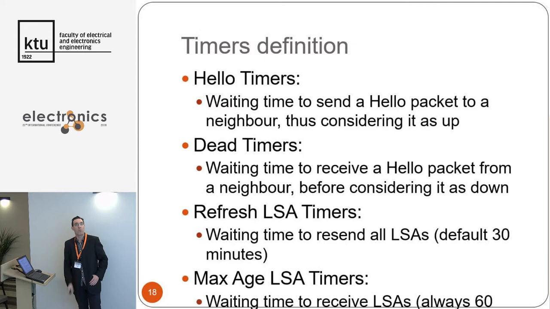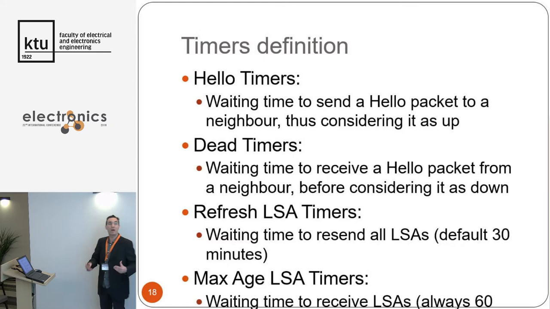Then about the timers. OSPF defines four different kinds of timers. The hello timer is the waiting time to send a hello packet to a neighbor. The dead timer is the waiting time to receive a hello packet from a neighbor before considering it down. The refresh LSA timer is the waiting time to resend all the LSAs to the neighbors. The default value of that timer is 30 minutes. And the max age timer is the waiting time to receive all the LSAs before considering the neighbor down, and the value is 60 minutes.